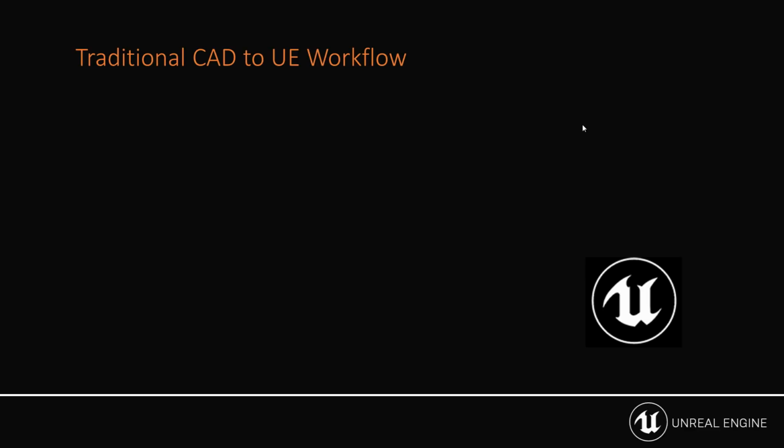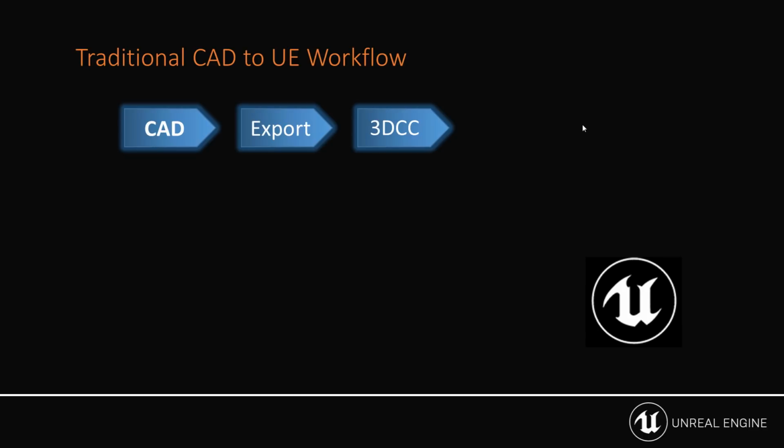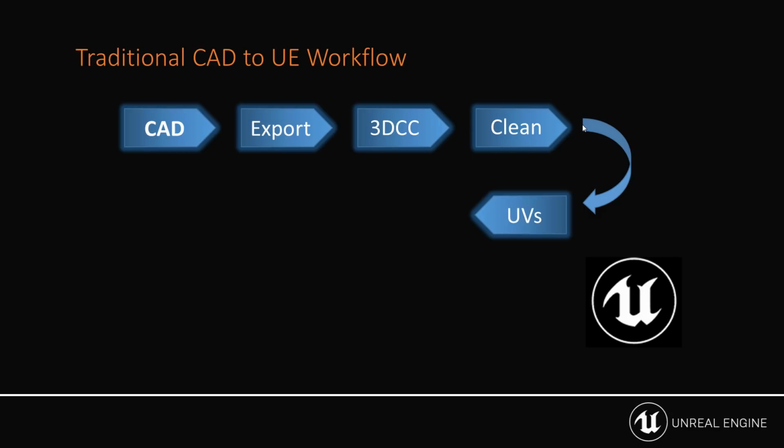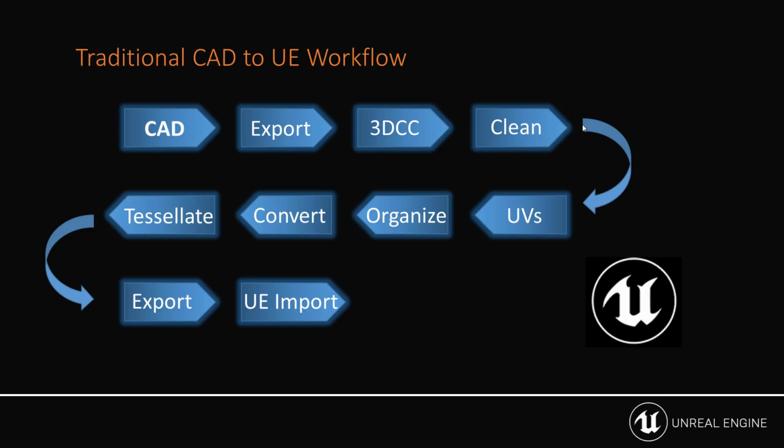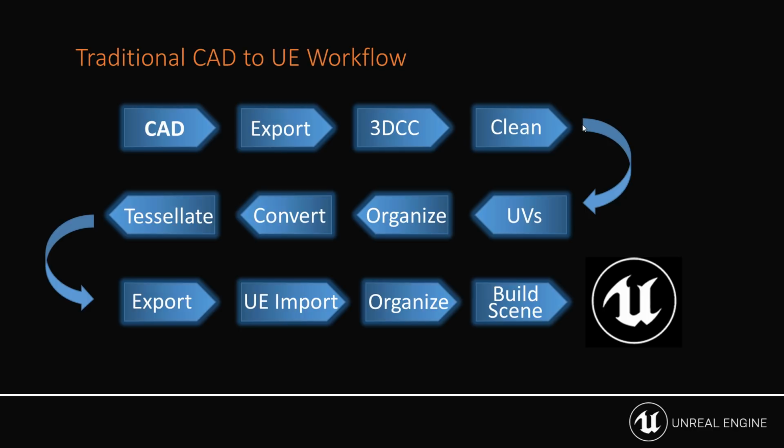So a traditional CAD to Unreal Engine workflow, to summarize what we're talking about here today, we have this ability to work with our CAD data, but as you've seen in this workflow, this idea of taking CAD data, exporting it, bringing it to another package to clean it up, to add things like UVs or work with UVs, to organize the content, convert it, tessellate it, export it again, bring it over into Unreal Engine, maybe have to reorganize it again, and potentially rebuild the scene or build a new scene. There's a lot of steps there to work with CAD data to Unreal Engine. So there's a lot of considerations here, a lot of things at stake in translating that data properly from a CAD package into Unreal Engine.